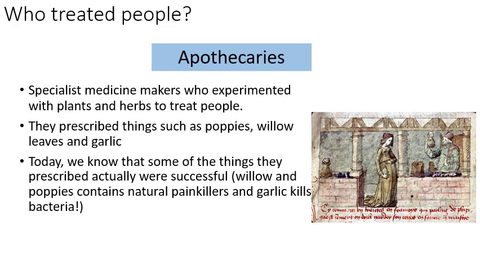Today, we know that some of the things they prescribed back then did actually work. Willow and poppies actually contain natural painkillers, and garlic kills bacteria. If you're feeling unwell with a cold, they always say have a clove of garlic, as it kills the sort of bacteria that comes with having a cold. So an apothecary was a trained person who would use plants and herbs, natural things, and you could go and see them, and for a small fee they'd mix up a potion to try and treat you.